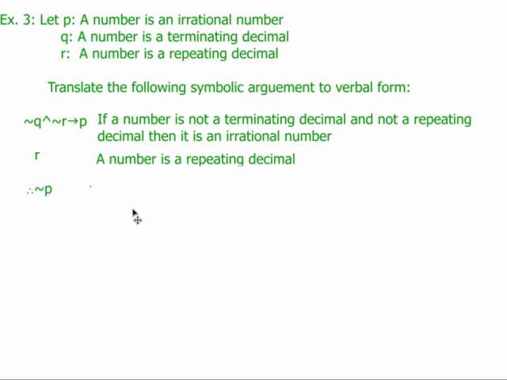Next step is just R. A number is a repeating decimal. Now, remember, and means they both have to be true. And so both not Q and not R have to be true. But then I'm saying R is true. Well, not R and R can't both be true. A number can't be both repeating and non-repeating. So what's the end of my argument? Therefore, not P. Therefore, the number is not an irrational number. All we're doing is translating these symbols into sentences. Okay, let's take a look at another one.